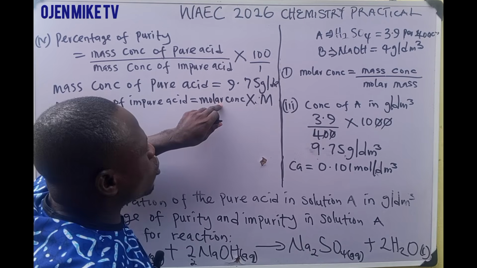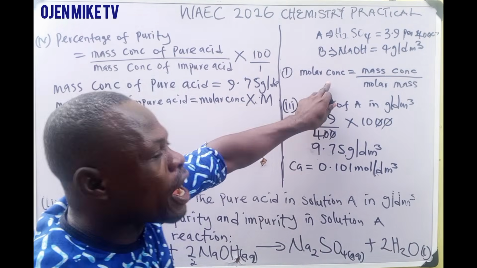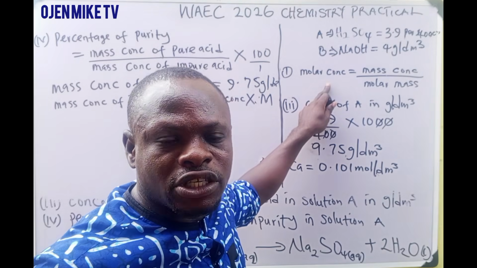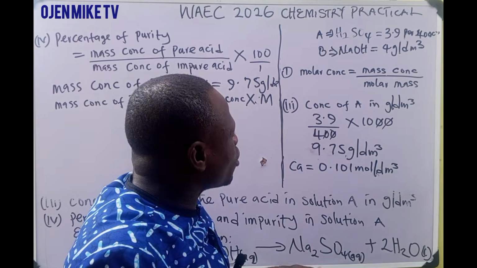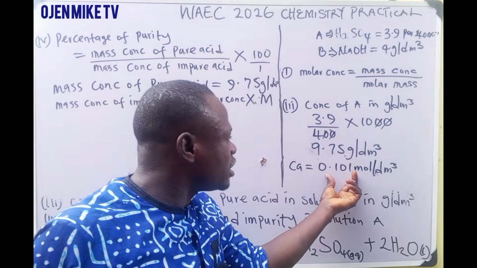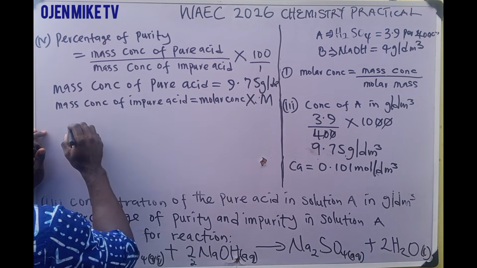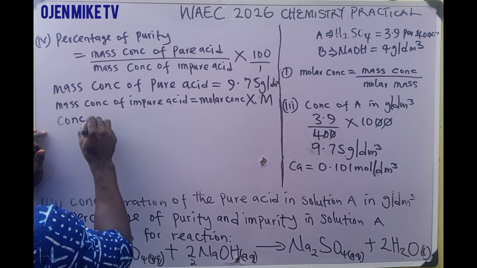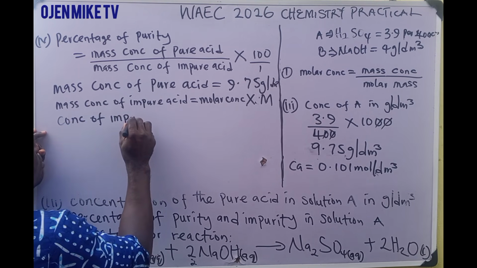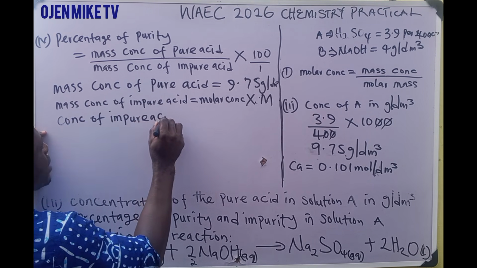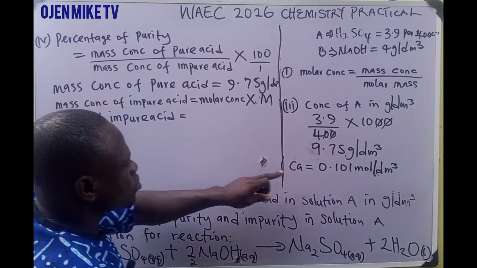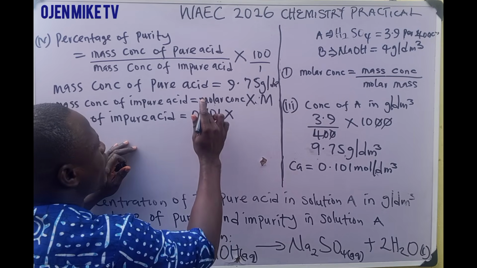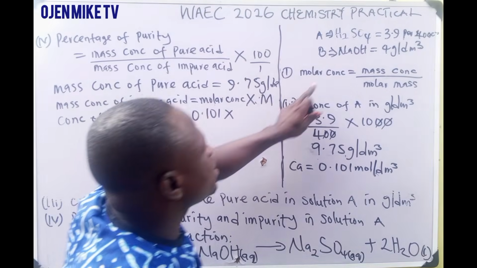What is the molar concentration of acid? I told you that molar concentration is always expressed in what? Moles per dm3, while mass concentration is always expressed in what? Grams per dm3. So molar concentration of the acid is what? Look at it here, moles per dm3. So we say that mass concentration of impure acid is equals to molar concentration 0.101 multiplied by, what is the molar mass of the acid?